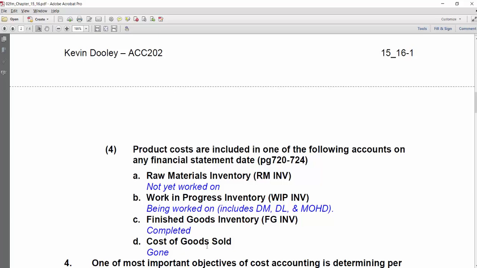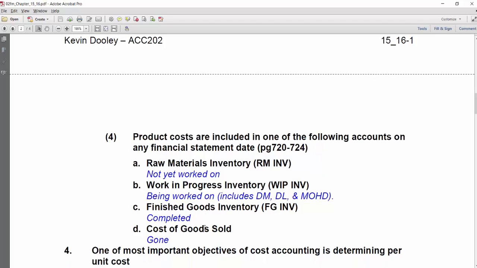Those are the cost of all products being worked on. So that now includes direct materials, direct labor, and manufacturing overhead. Finished goods inventory would be the cost of all units that have been completed, and cost of goods sold would be the cost of all the units that have actually been sold.